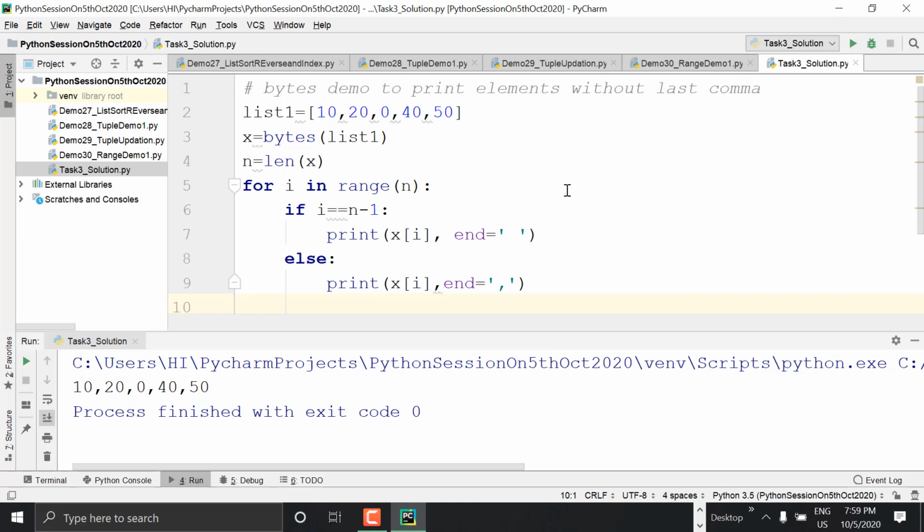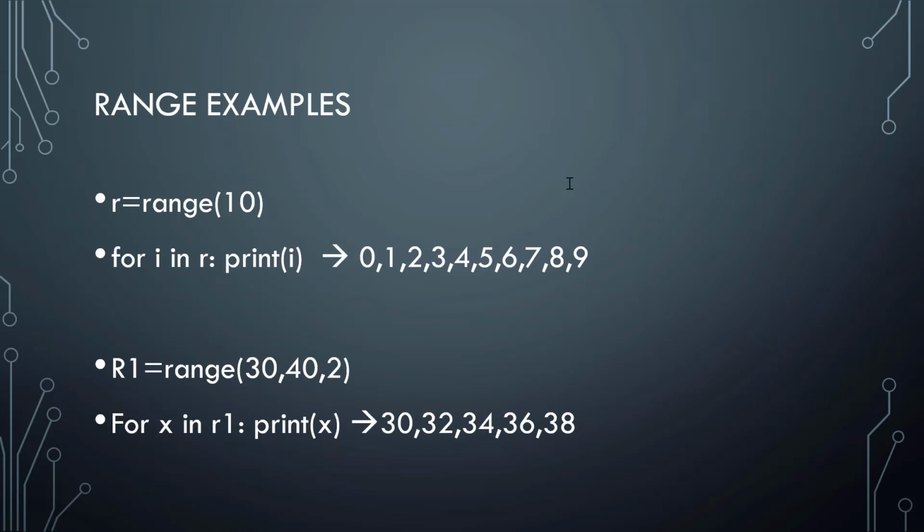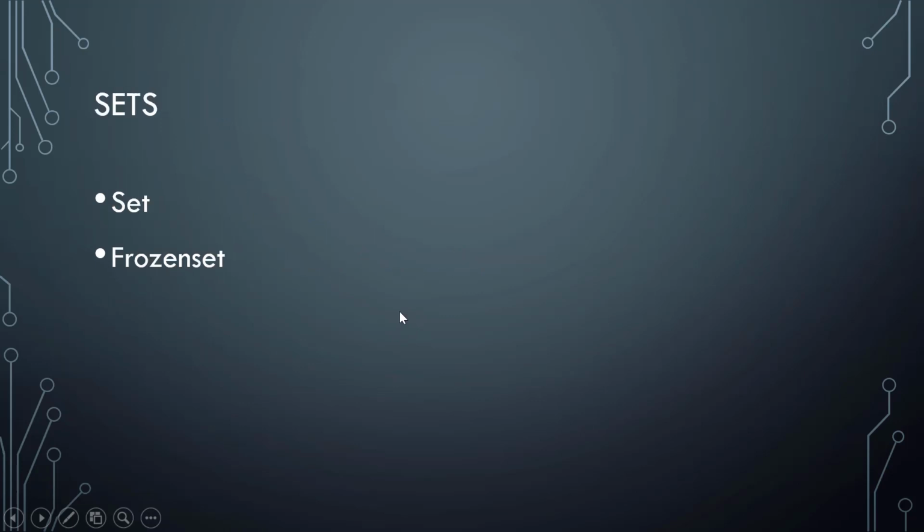So what is a set? If you want to store elements in a unique manner, then we go for sets. All the elements of sets will be unique. Though you are giving duplicate elements, it eliminates the duplicate values and takes only one copy of the elements. That is said to be set. And set is mutable. You can modify the elements.